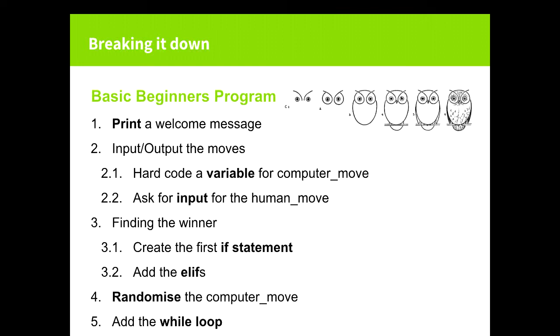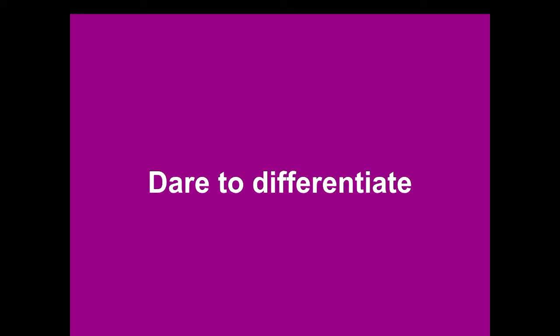Do all the if statements. And the great thing about the if statements is if you need help on the first one and you need a bit of hand-holding, that's okay, because you're going to have 8 more you're going to do by yourself to cement that understanding. Finally, oh no, not finally, we get to randomize the computer move next, which is the part the kids love. They just love that the computer can choose random things. And then finally, we add the while loop.